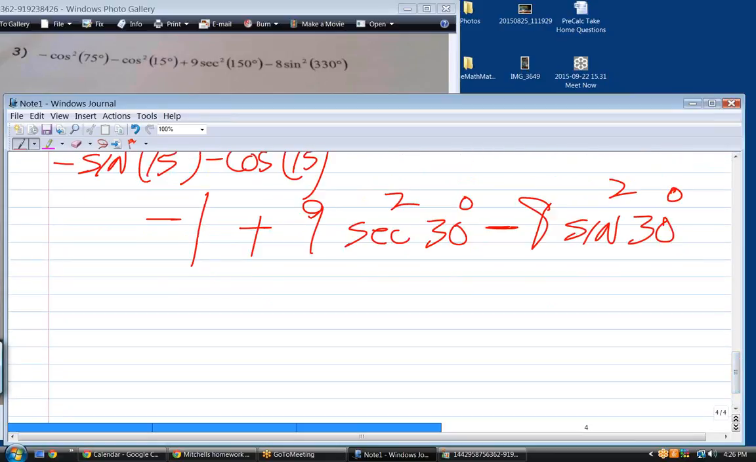I like it so far because I see a 1, a plus 9, and a minus 8. Okay? So now I don't have any more identities. I can change that secant to 1 over cosine, but 1 over cosine minus sine isn't going to get me anywhere. So at this point, let's do this. Tell me if I lose you here.